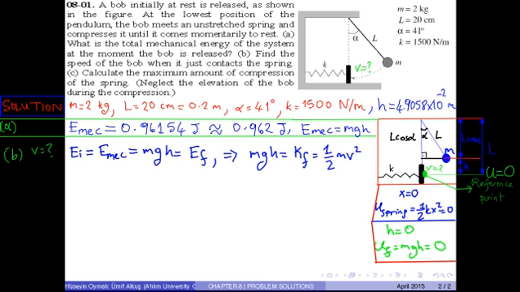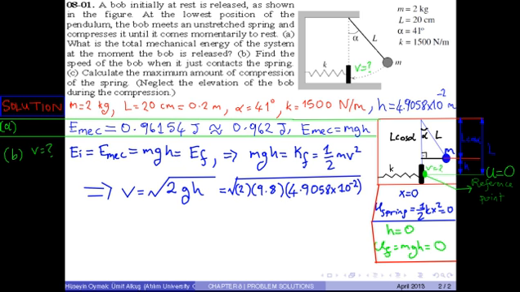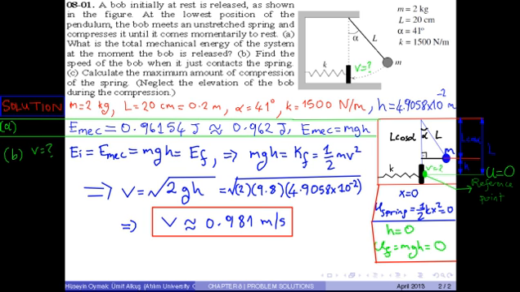Because we are interested in the speed of the bob, we find an expression for v as the square root of 2 times g times h. And by the numerical values, the square root of 2 times 9.8 meters per second squared times 4.9058 times 10 to the power minus 2 meters. As a result, we get the speed of the bob when it just contacts the spring as 0.981 meters per second.